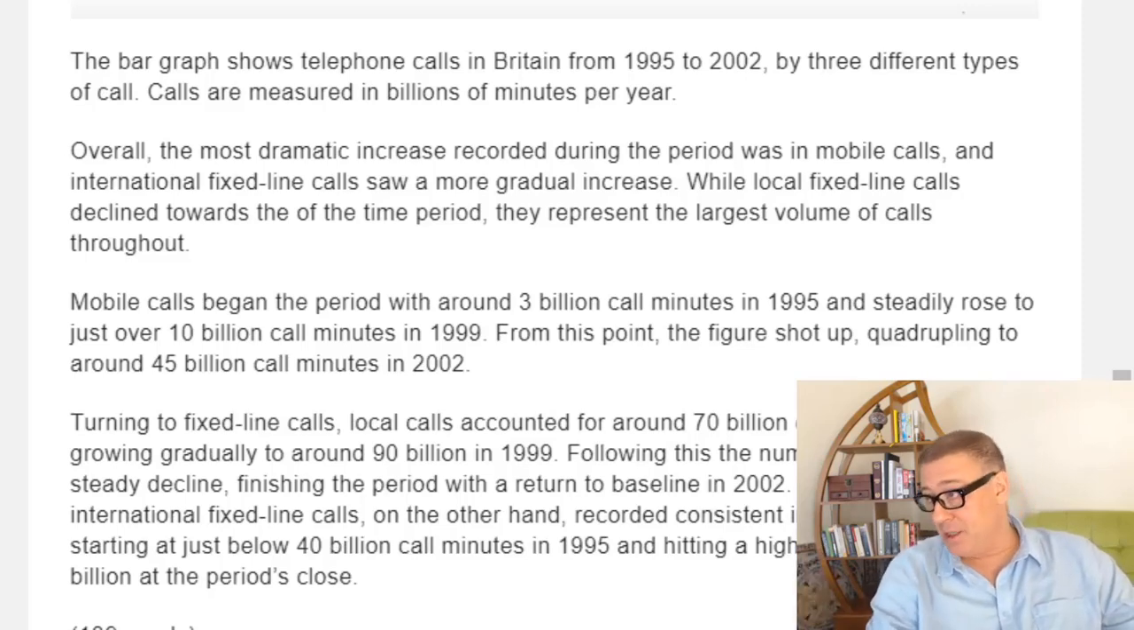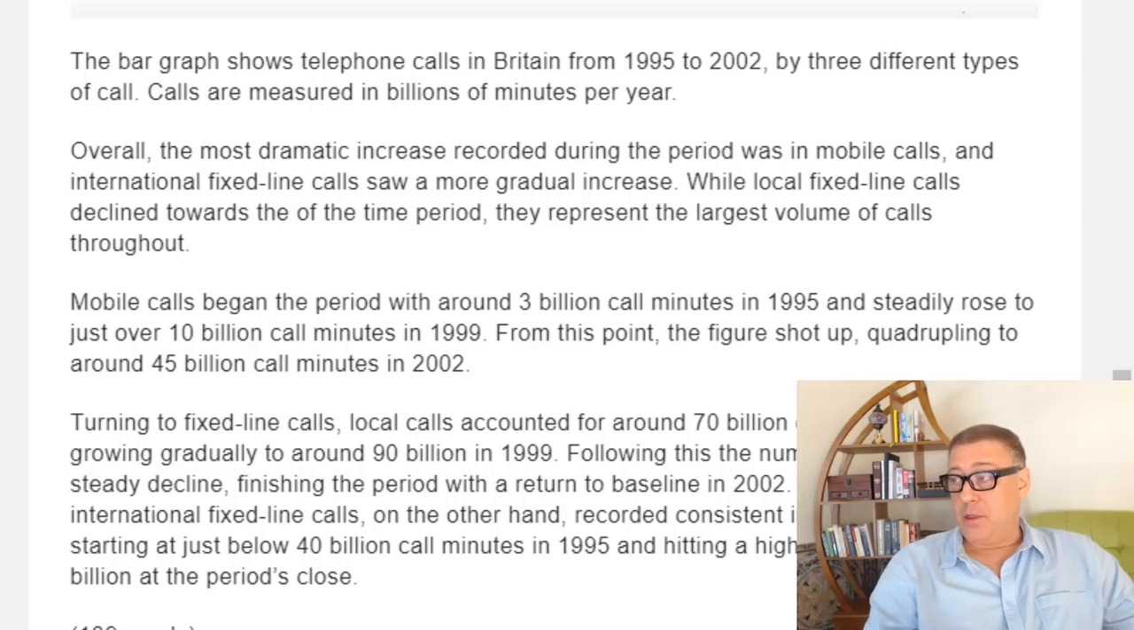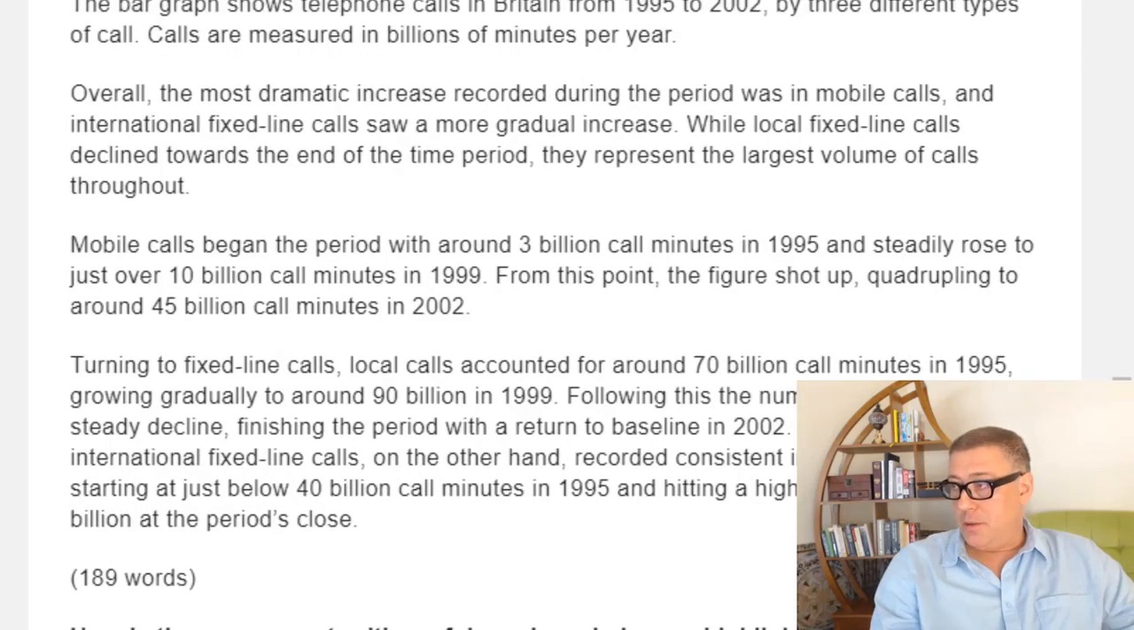Overall, the most dramatic increase recorded during the period was in mobile calls. And international fixed line calls saw a more gradual increase. So those are our increases, right? One has a gradual, one has a more dramatic increase. Okay, so moving to local fixed line calls. While local fixed line calls declined towards the end of the time period, they represent the largest volume of calls throughout.